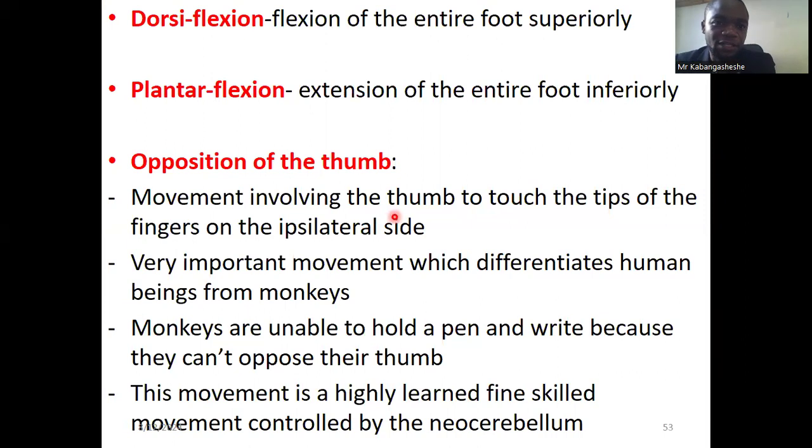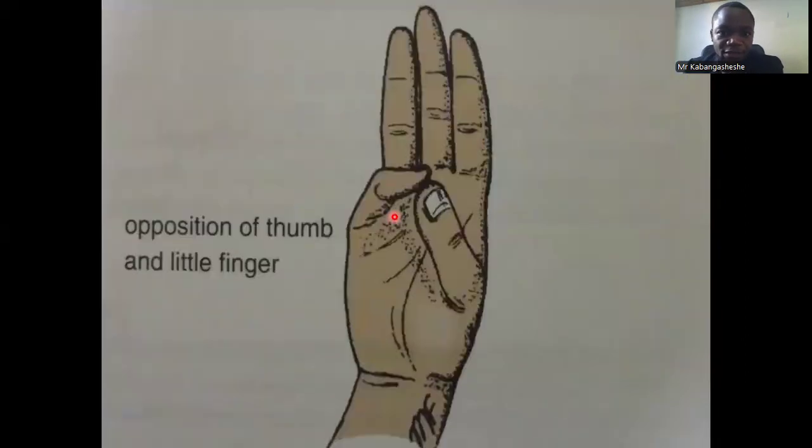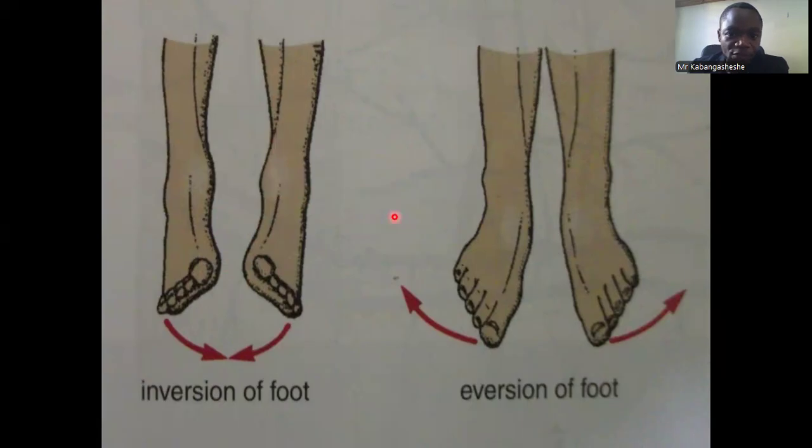Then dorsiflexion and plantar flexion, these apply to the sole of the feet. So the sole of the feet is called the plantar surface. Then the upper part of the foot is called the dorsal surface. Here, that's a dorsal surface. So if you're looking down on your foot, you're looking at the dorsal surface or the back of the foot. Then inside there is a plantar surface.